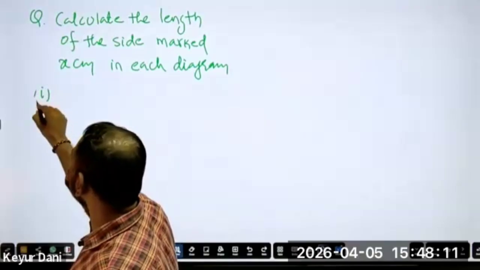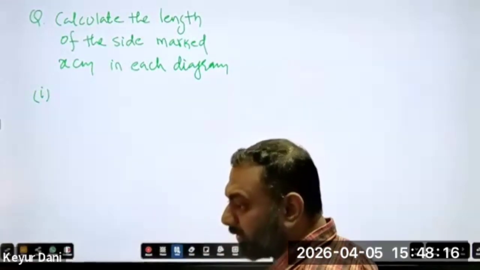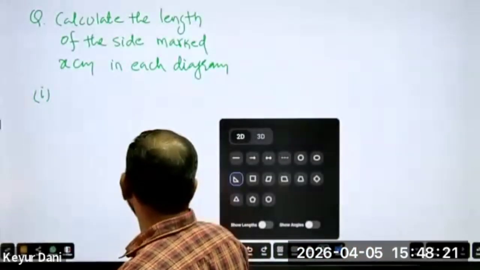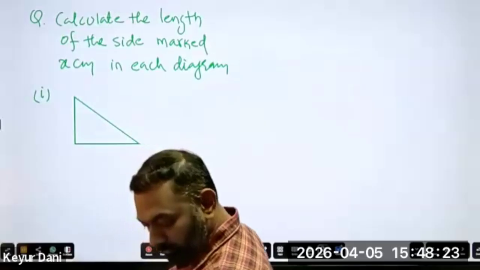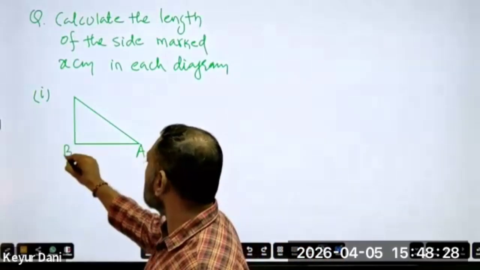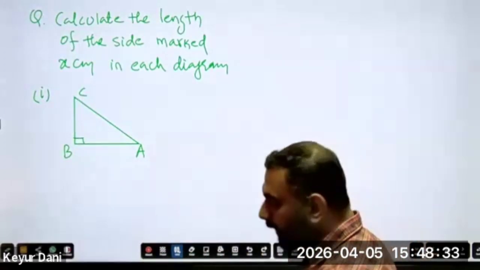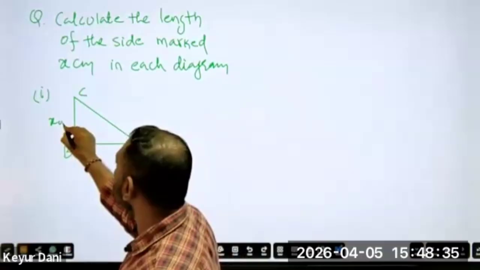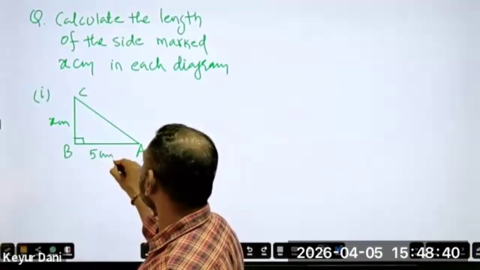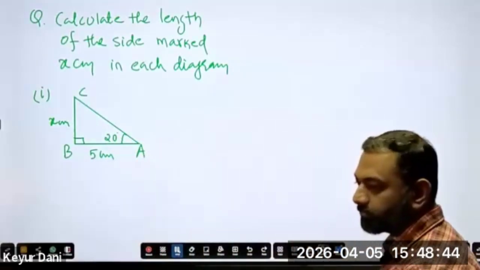So first, you have to find x. Remember, wherever x is written, that is what you have to find. The first is this. A, B, C. This is your triangle. This is x centimeter. This is 5 centimeter. This angle is 20 degrees. Solve.